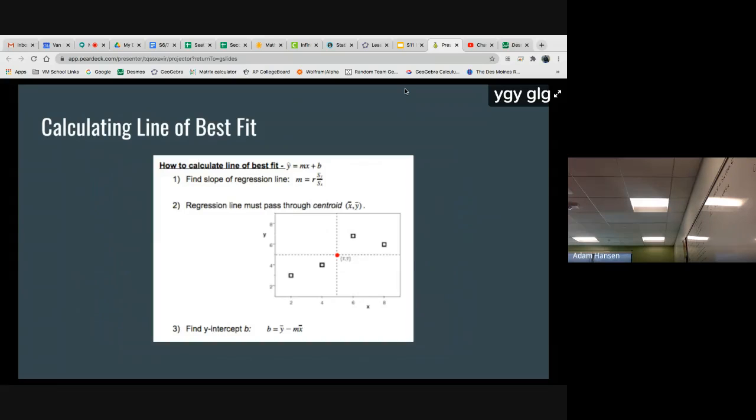It just so happens that the centroid is a point on every single trend line equation. The predicted value for x bar, the mean of all the x values, is y bar, the average of all the y values. This point is on every single trend line equation.